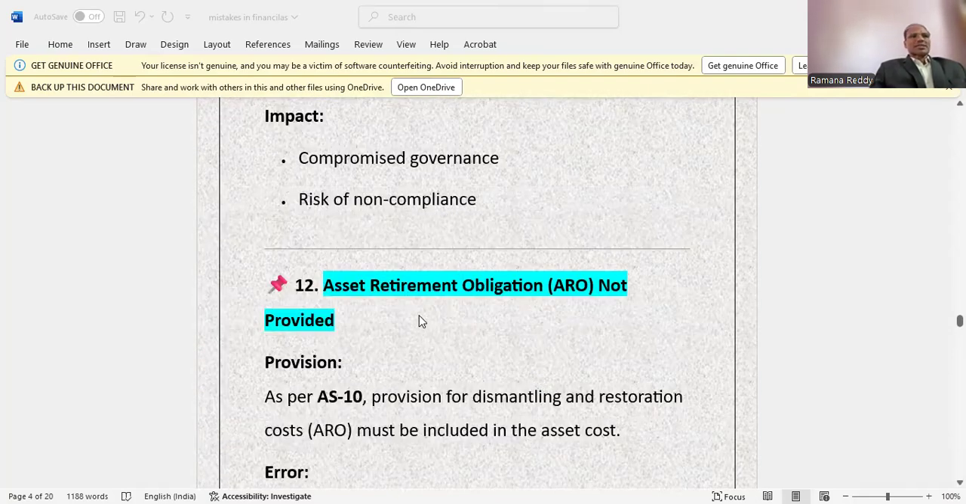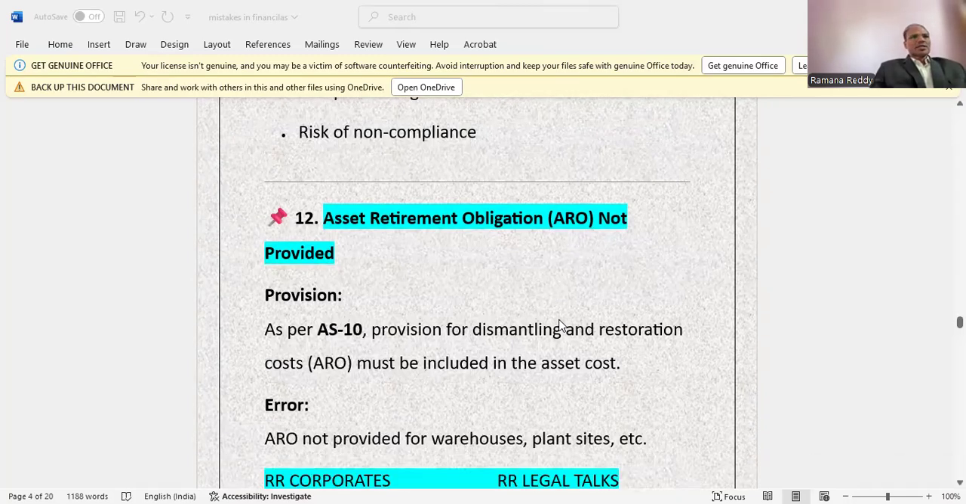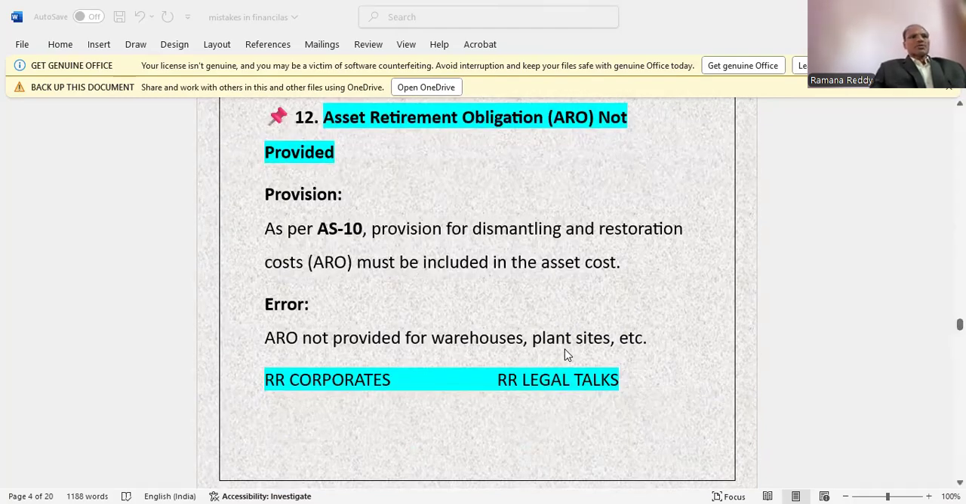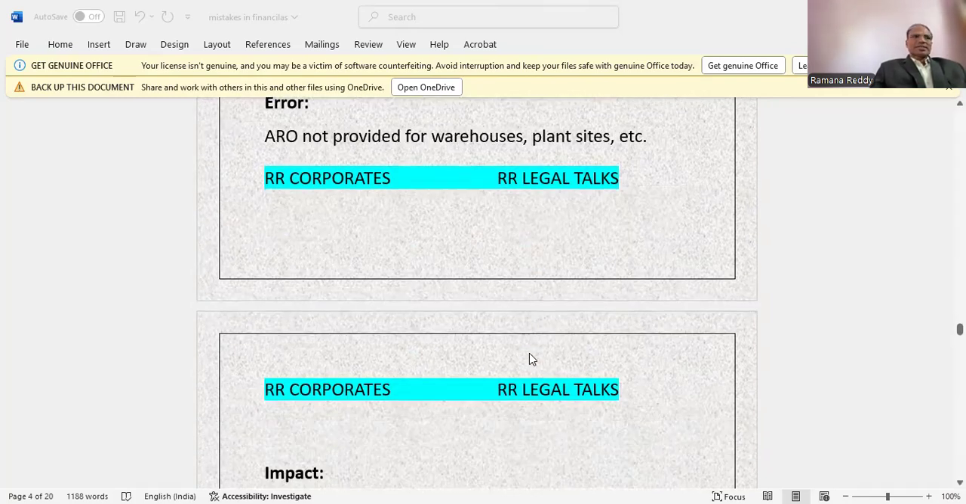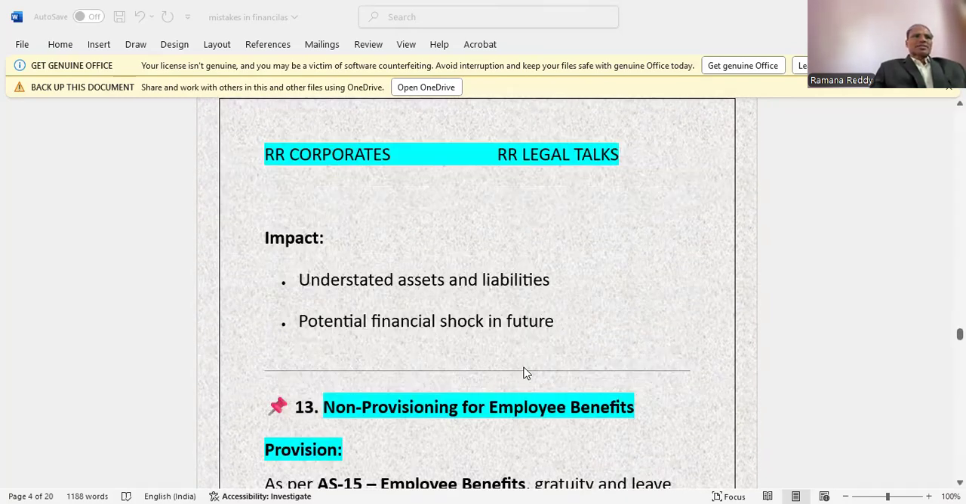And one more: asset retirement obligations, ARO, not provided. As per AS 10, provision for dismantling and restoration costs, ARO, must be included in asset cost. In many of the financials, you see that ARO is not provided for warehouses and plant sites. The impact is again understated assets and liabilities, and potential financial shock in future.